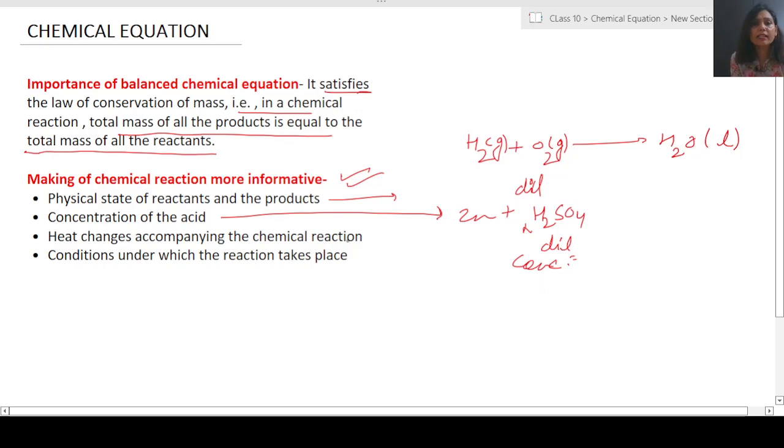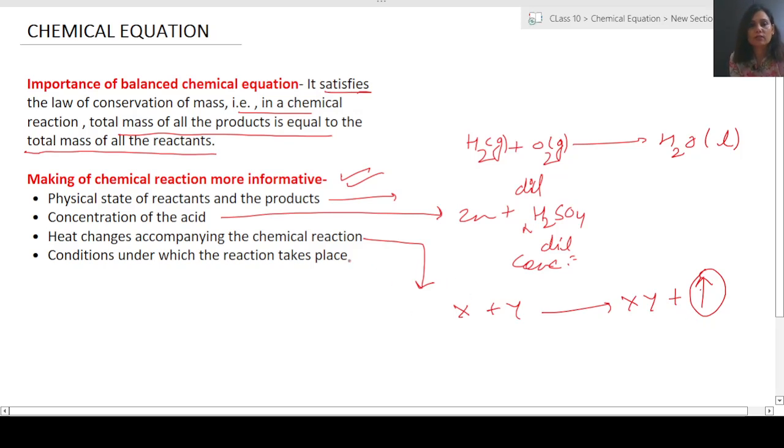And then heat changes. For example, in some of the reactions we say the heat is evolved. For example, X reacted with Y and it forms XY, and along with it the heat is evolved. So what we do is make a symbol like this, the upward arrow, or we can also mention it some other way. So this is the heat changes.